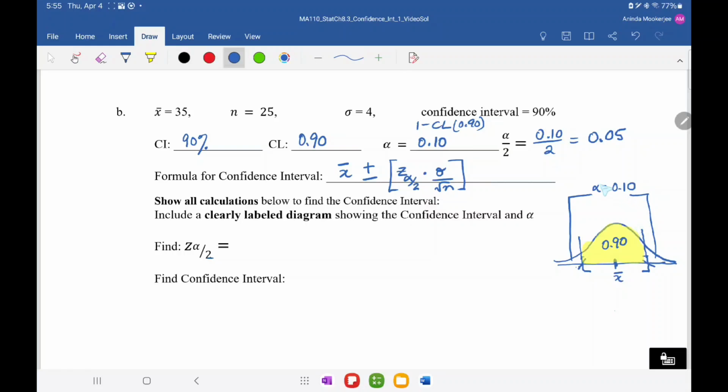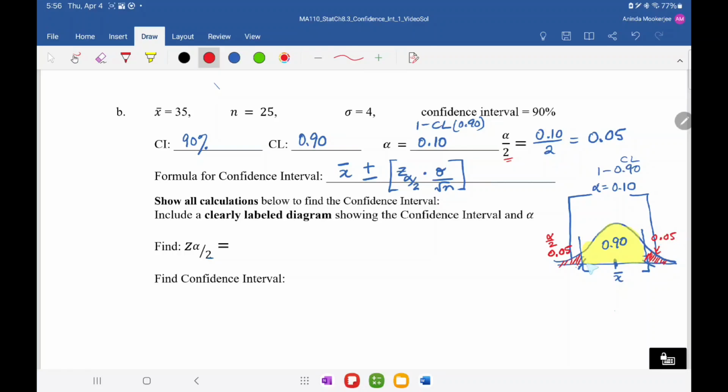How did we get that? By doing 1 minus 0.9, right? 1 minus CL. So alpha is the total unbounded area on both sides. That's alpha. But we need to know the area on each side, and that's alpha by 2. Okay, that's alpha by 2. It will be equal on both sides because this is a symmetric curve. So 0.05 is alpha by 2, and then the area on the right hand side, right end, is also 0.05.